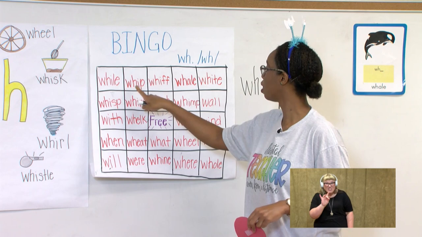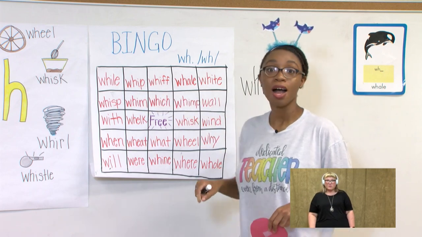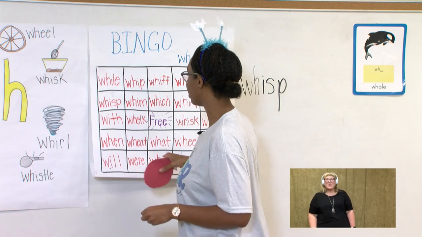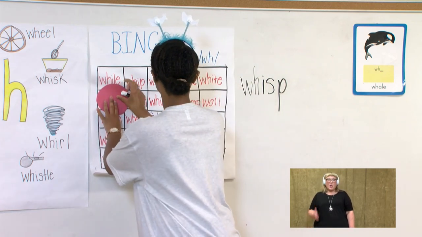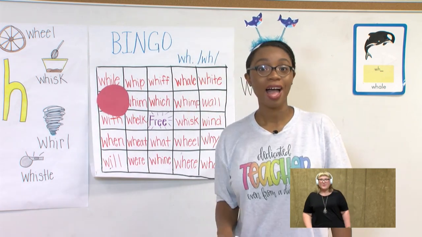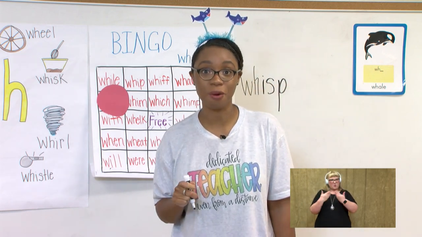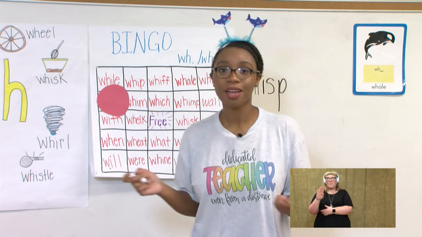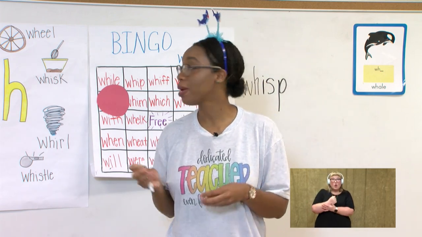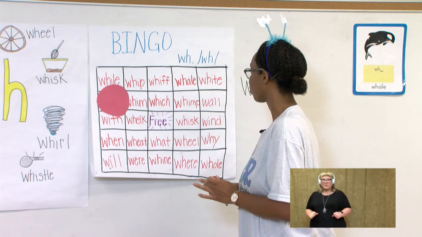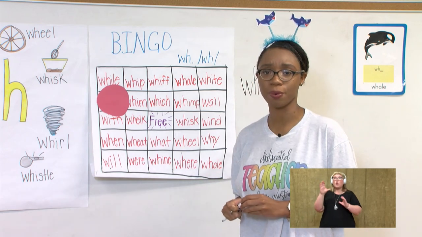Wisp? Yes, I see it too. It's right here. So I'm gonna place this one here to cover up our word. Let's keep going and see, can we get our bingo? Remember, if we do, that lets us know that we're able to spell words that have the digraph. Friends, now we're gonna look at our next word.